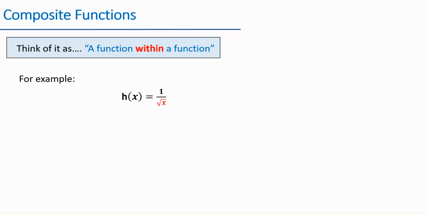Let's have a look at the things you can and can't do in each of the individual functions. Let's look at f of x. I'm going to take away g of x for now. The graph for f of x looks like this. It's called a rectangular hyperbola. It has asymptotes at x equals 0 and y equals 0.